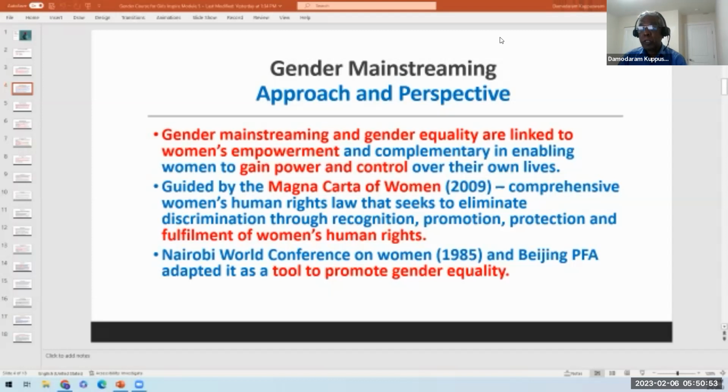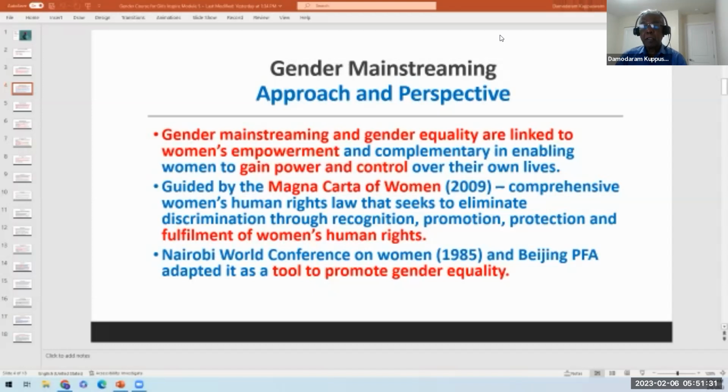So when we look at this, how do we enable and facilitate the most vulnerable groups to experience their power and have control? That is where we are looking at women's empowerment. So gender mainstreaming, as a tool and a strategy for gender equality, is linked to women's empowerment. It helps women to gain power. So they go hand in hand.